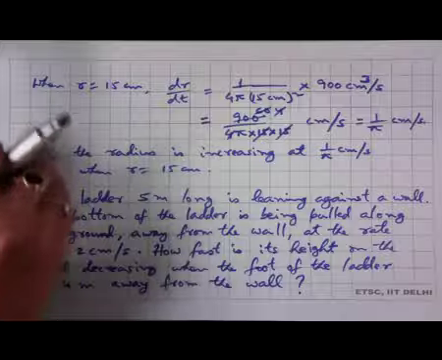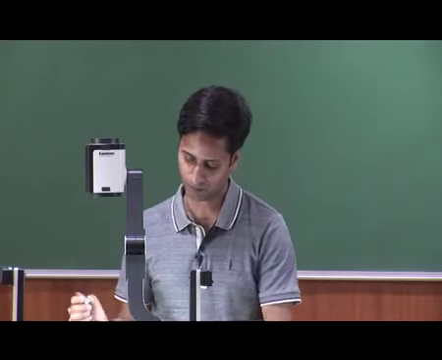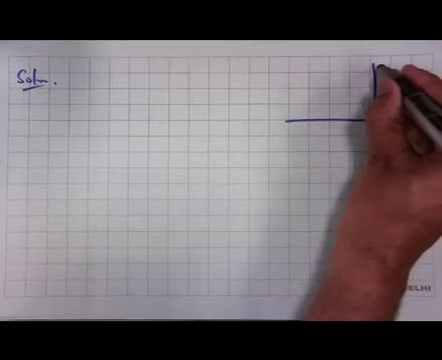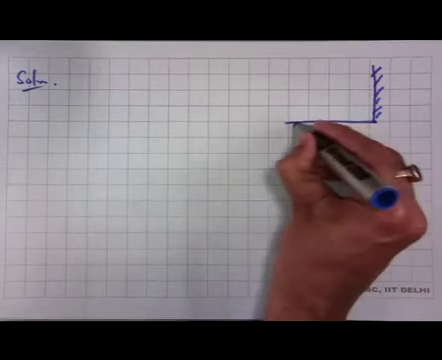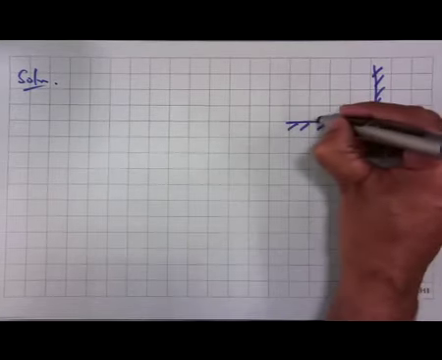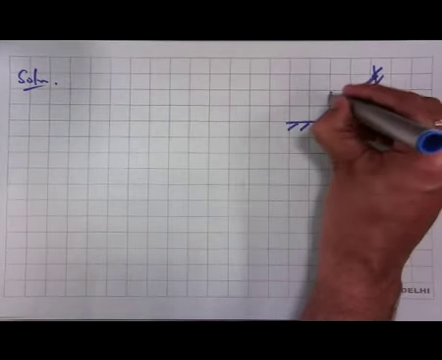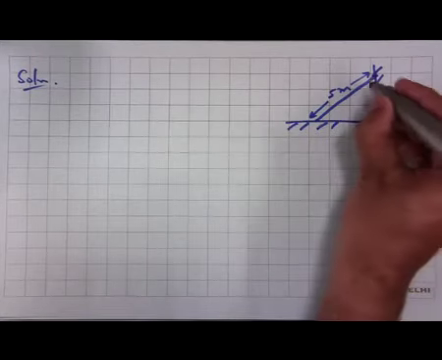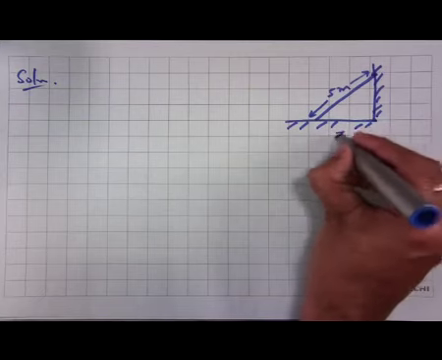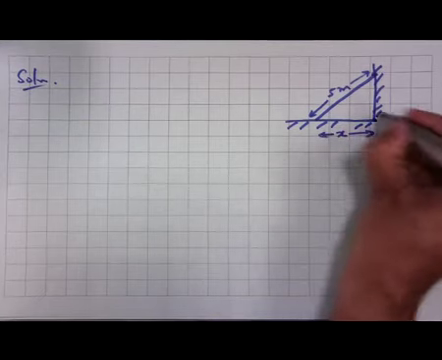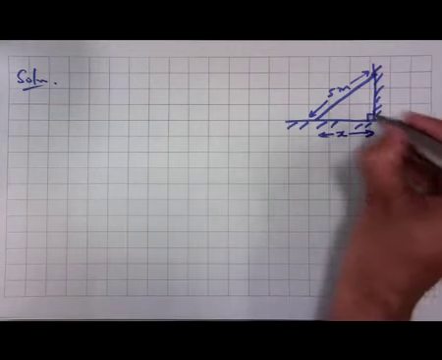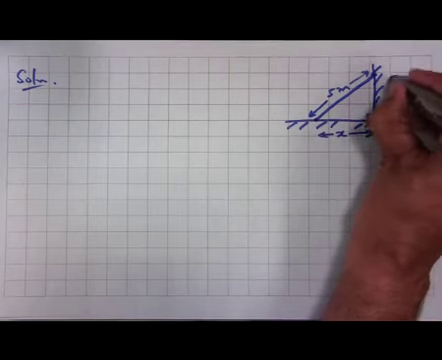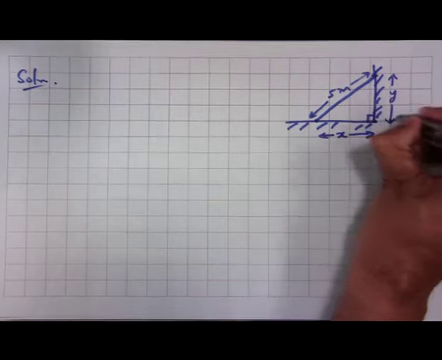So, let us try to understand this problem. We are given a ladder 5 meter long. So, let us say this is the wall and this is the ground. We have a ladder, this length is given to be 5 meter, and let us say at some time x is the distance of this foot of the ladder from the wall and y is the height of the ladder on the wall.